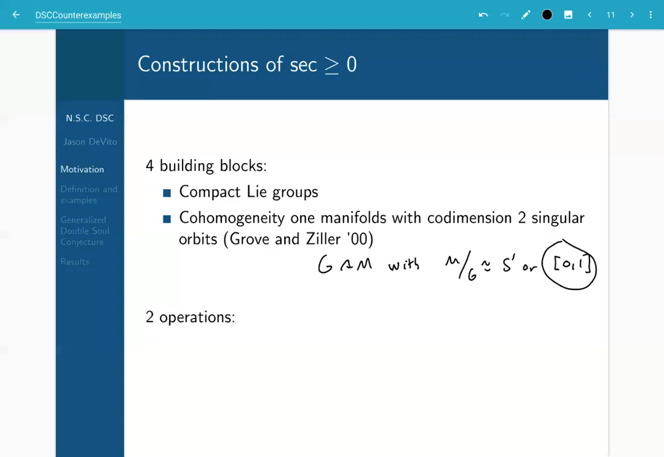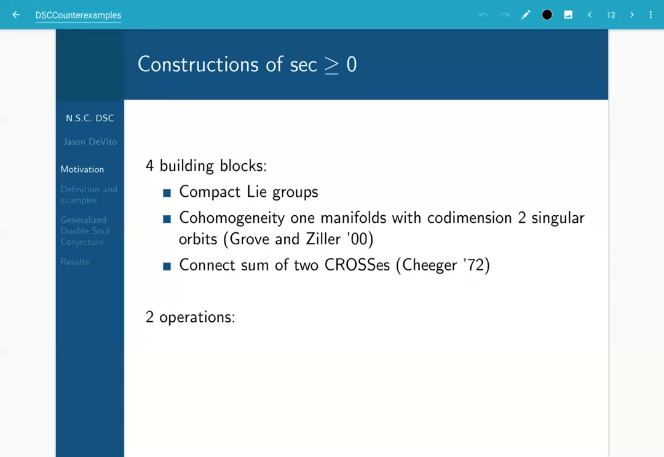There are many examples that this applies to, even though it seems quite special. For example, using this, Grove and Ziller were able to show that all of the exotic 7-spheres which can be written as S3 bundles over S4 admit metrics of non-negative sectional curvature. A generalization of this to quotients of these things has now gotten all the exotic 7-spheres. Anyway, that's cohomogeneity 1 manifolds.